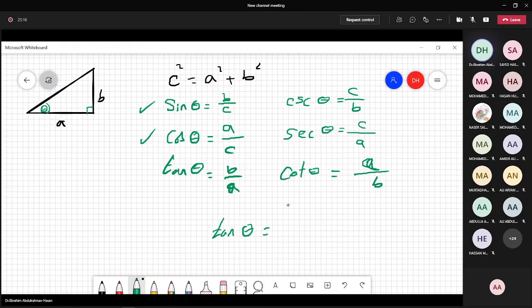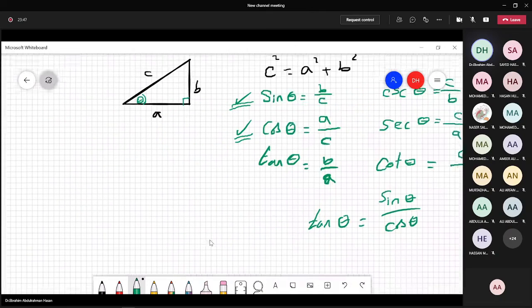Okay, by knowing sine and cosine, tan theta is equal to sine theta divided by cosine theta. If you divide these two, C cancels with C, so we are left with B divided by A, which is tan theta. And the opposite of tan is cotan. It is enough to know sine and cosine.